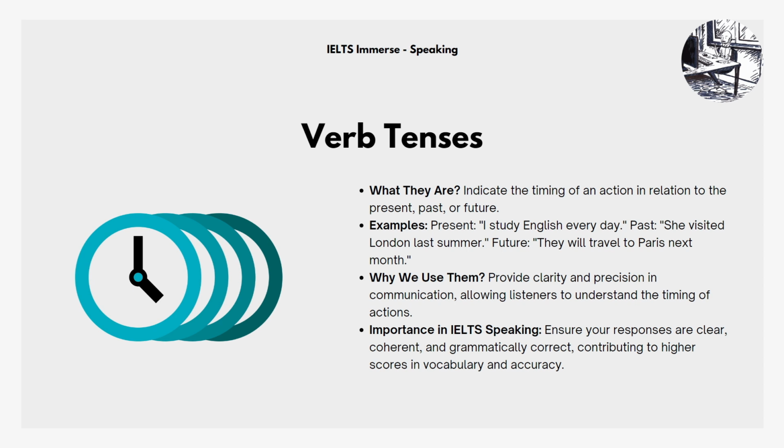Of course, we want to provide clarity and precision when we use these tenses. It allows the listeners to understand the timing of our actions. And of course, using different types of verb tenses in your IELTS speaking will improve your grammar score, it will improve your fluency and coherency score, so you will get a higher score overall.